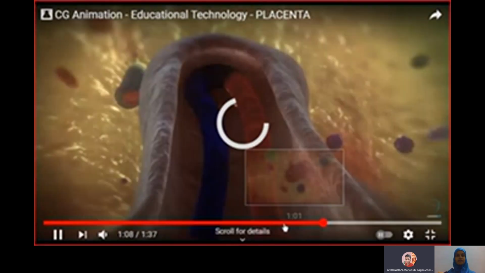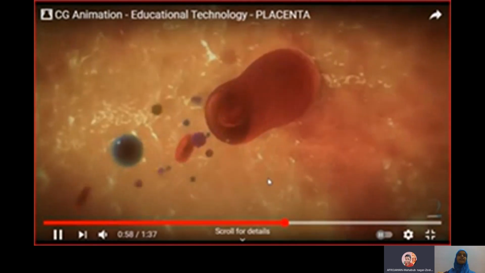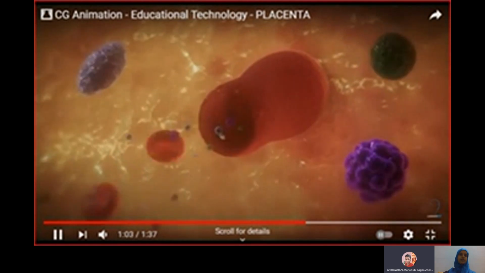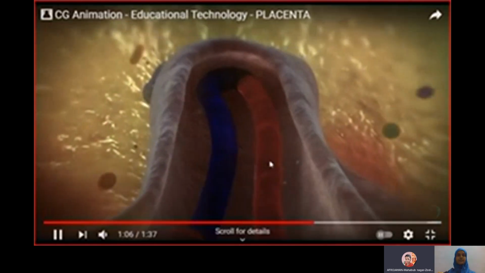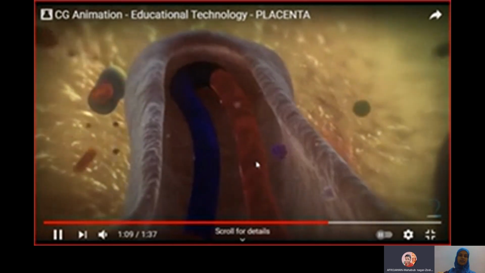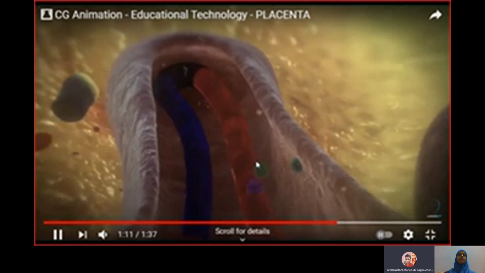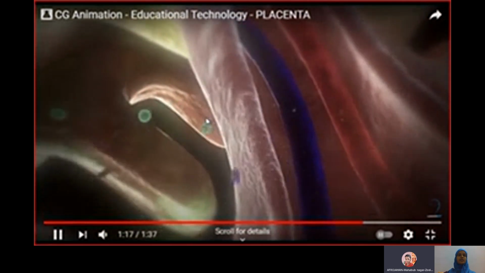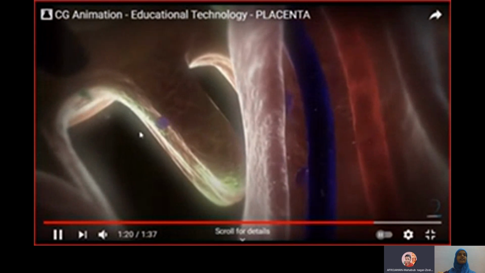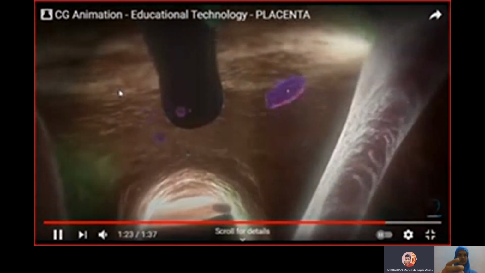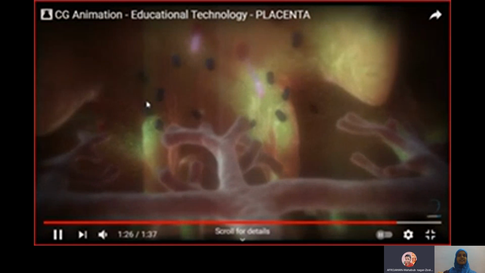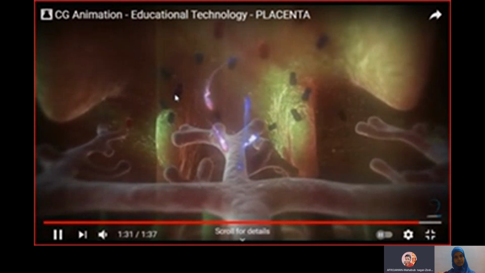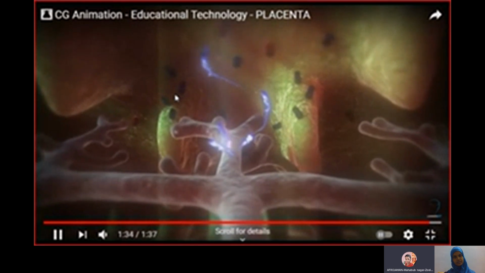One more time I will play it. See how it is receiving. These are the arteries of the mother releasing the blood and some nutritious substances, which are absorbed by the blood vessels of the villi. And the waste material is released from the chorionic villi and placed in the maternal veins.